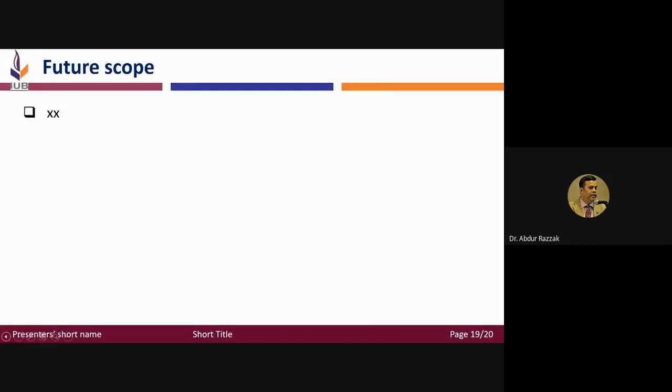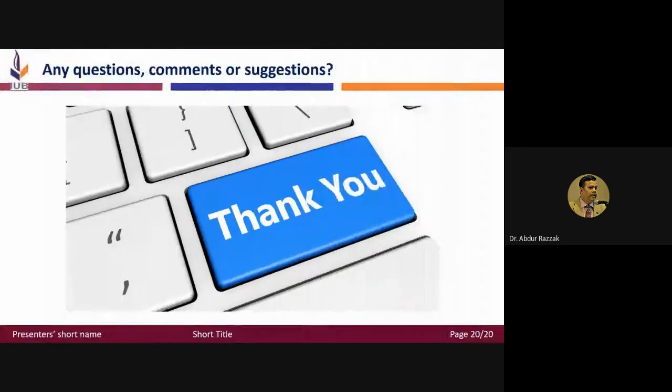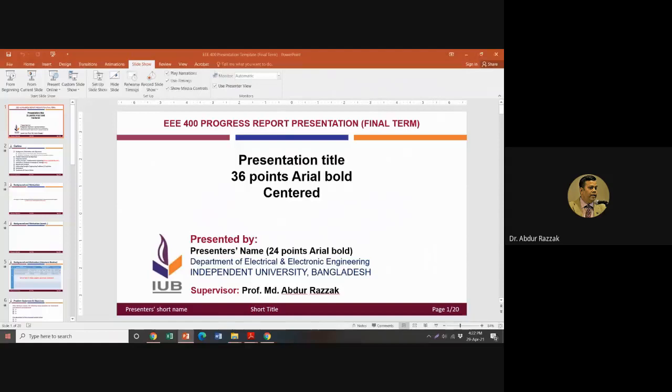Then you have to guide the future students with the future scope, because you have some limitations, so they can overcome those limitations. So put it here: what you have done, what you have not, so that the future students can carry on from your report. Okay, so that's the case for the final report.